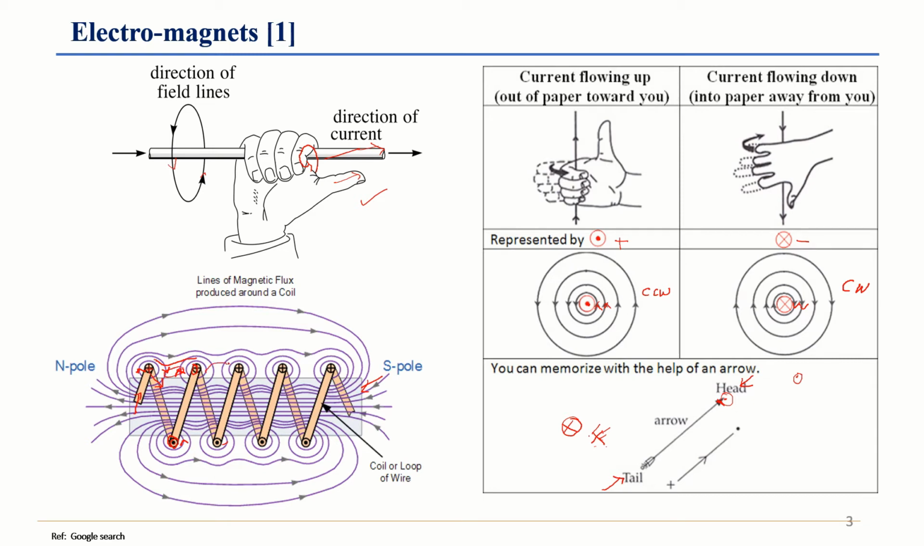Similar thing will happen here and here and here, and here and here and here as well. So the complete magnetic field will look like one loop like this, which forms a north pole here and a south pole here, right? So this is how an electromagnet is developed.